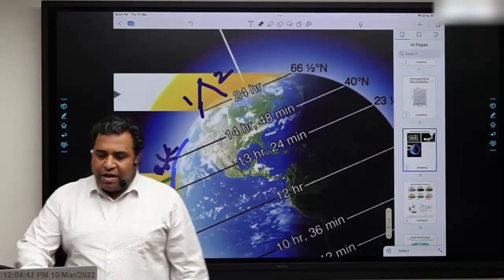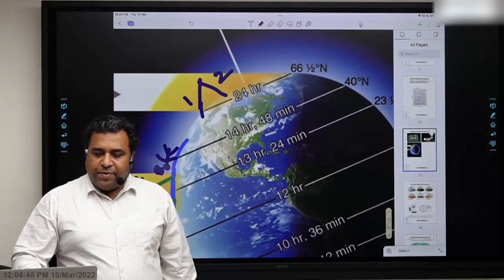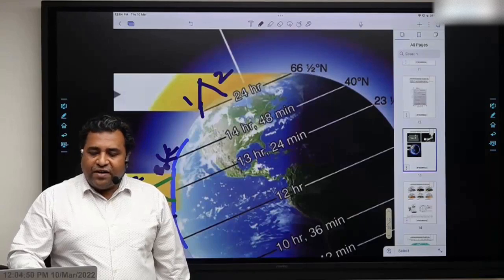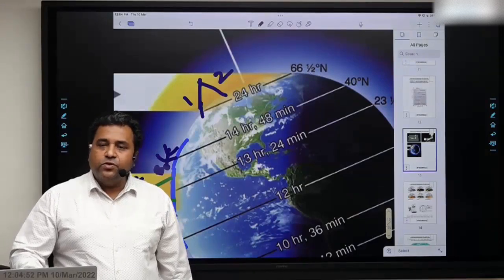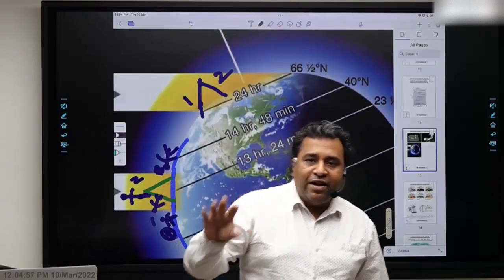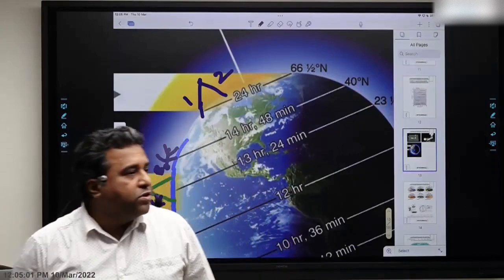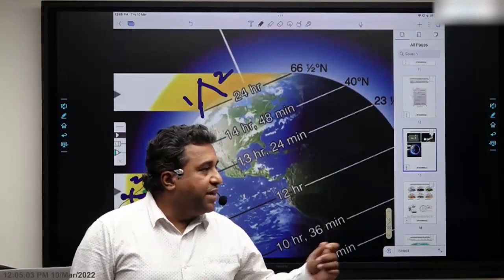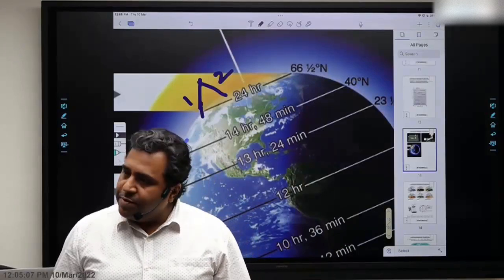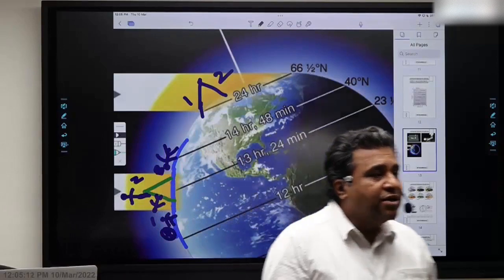Then the last one is transparency of the atmosphere. So what will affect the transparency of the atmosphere if I ask you? What all can make the atmosphere less transparent naturally? What things in the atmosphere? Clouds. So one is cloud. Second, dust particles. Simple. So clouds and dust particles affect the transparency of the atmosphere.